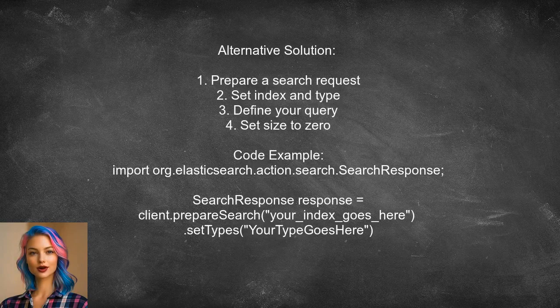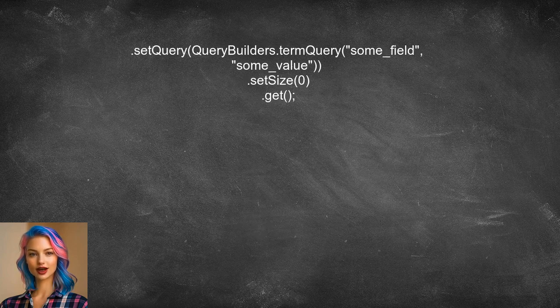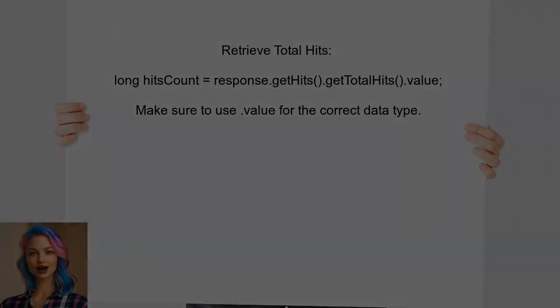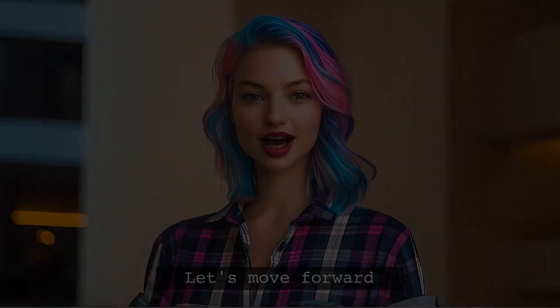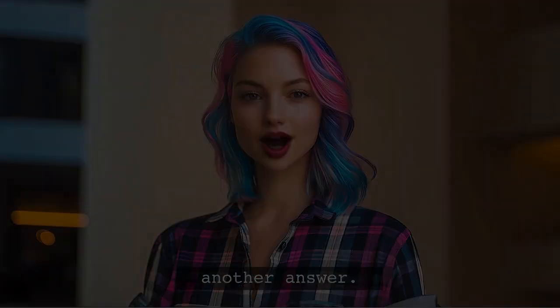An alternative approach shared by another user involves using the Elasticsearch Java API to count documents without retrieving them. They suggest preparing a search request with a specific index and type, setting the query, and crucially, setting the size to 0 to avoid fetching any documents. After executing the search, you can retrieve the total hits. It's important to access the total hits value correctly by using value to get a long value instead of a string. Let's move forward and look at another answer.